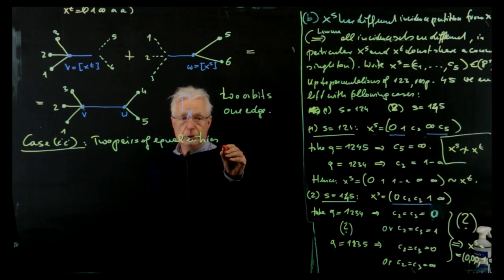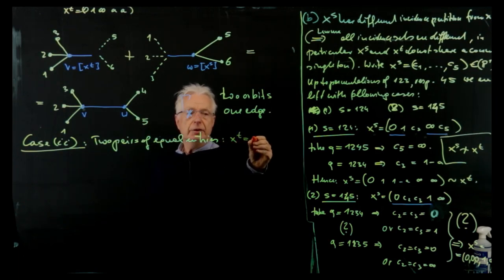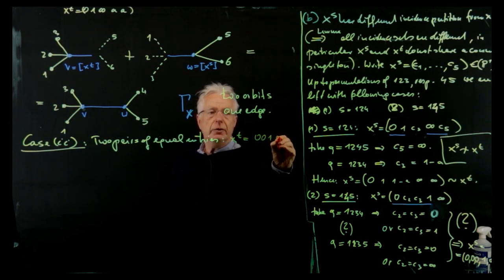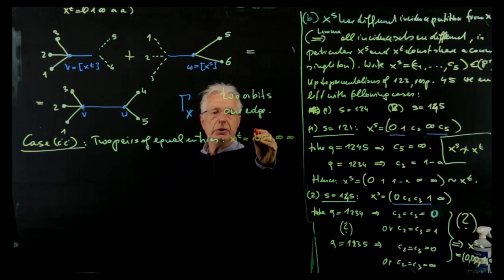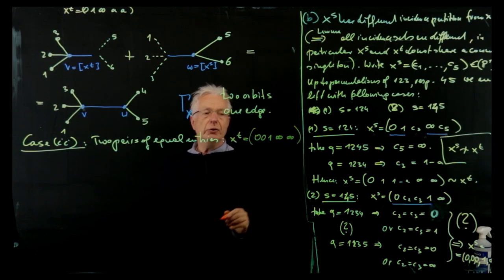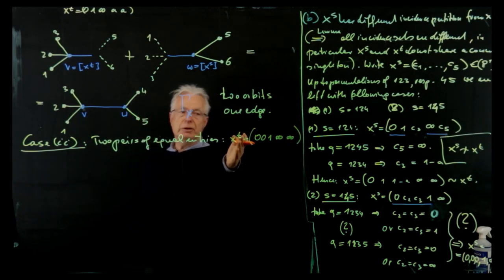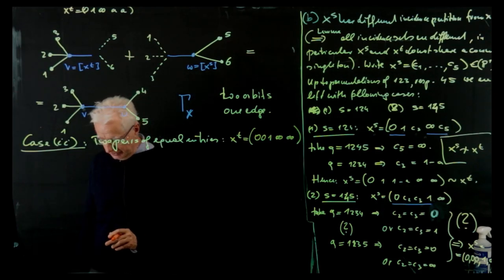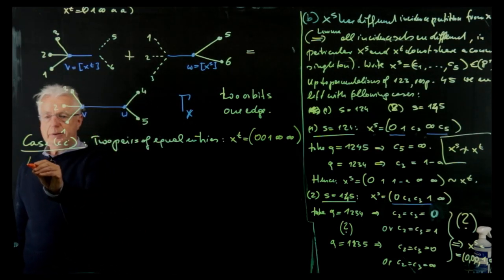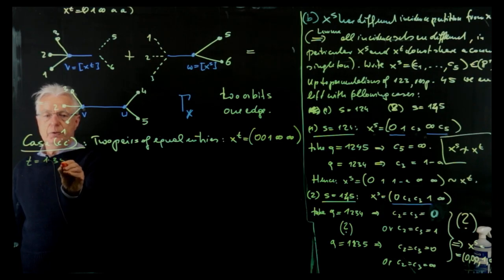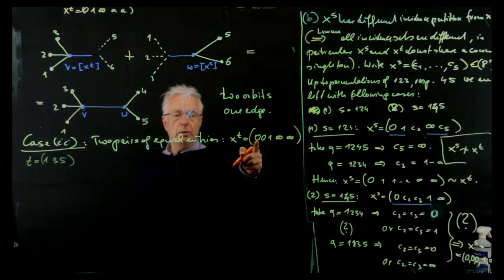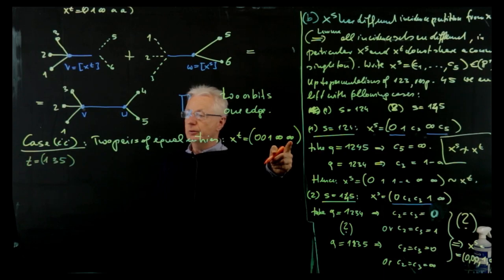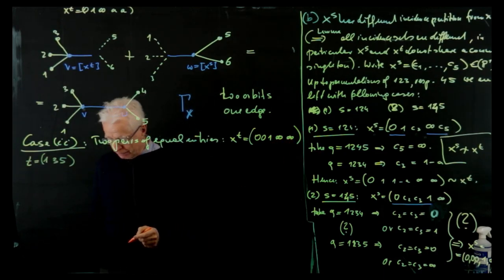XT has no choice. XT, which is our preferred one, it must have, let me do it like this, by symmetry, assume the first two and the last two are equal. Okay, and we don't have any other choice, because we must have 0, 1, and infinity at some place. And we take t equals, for instance, 1, 3, 5 here. No? 1 is 0, 3 is 1, and 5 is infinity.